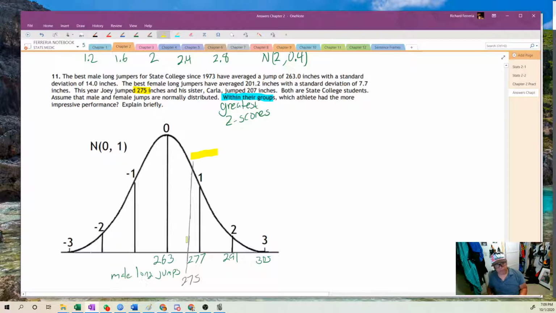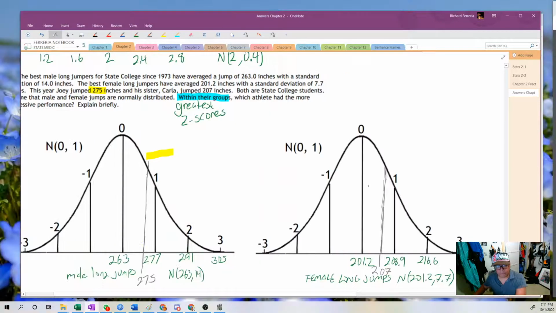Let's move on to the females. Just like with the males, I'm going to only include the parts or the z-scores or the long jump lengths that are important to us, and those would be the ones that are greater than 201. So we notice that 207 right over here is also an unknown z-score, but it's also somewhere between 0 and 1. So they're pretty close, it looks like. Let's go down to our z-scores.